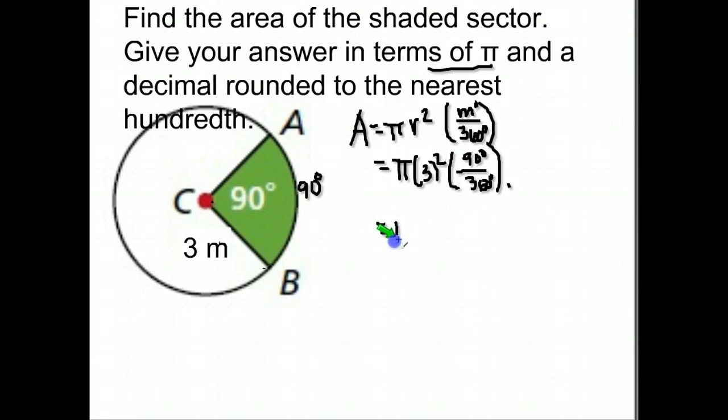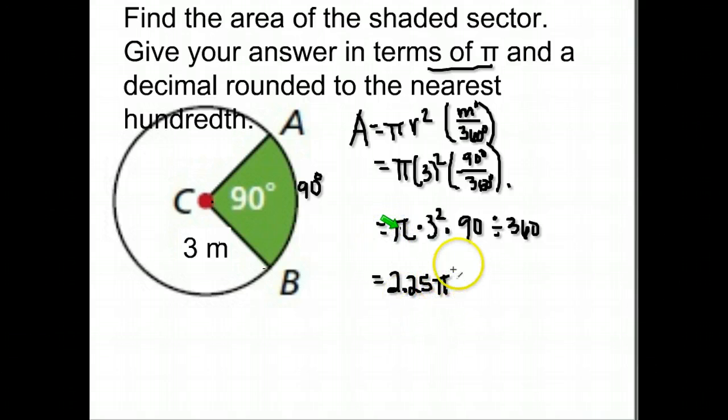Let's calculate that. Now it wants one answer in terms of pi. So the first one, just leave pi alone. Calculate everything else. So remember, 3 squared means 3 times 3. Then you're going to multiply by 90 and divide by 360. Leave the pi alone. Don't calculate it. Start from this part and do 3 squared. So 3 times 3 is 9. Times 90 is 810. Divided by 360. That gives me 2.25, and I still have the pi there. I haven't multiplied by pi yet. So this would be my answer in terms of pi, would be 2.25 pi.